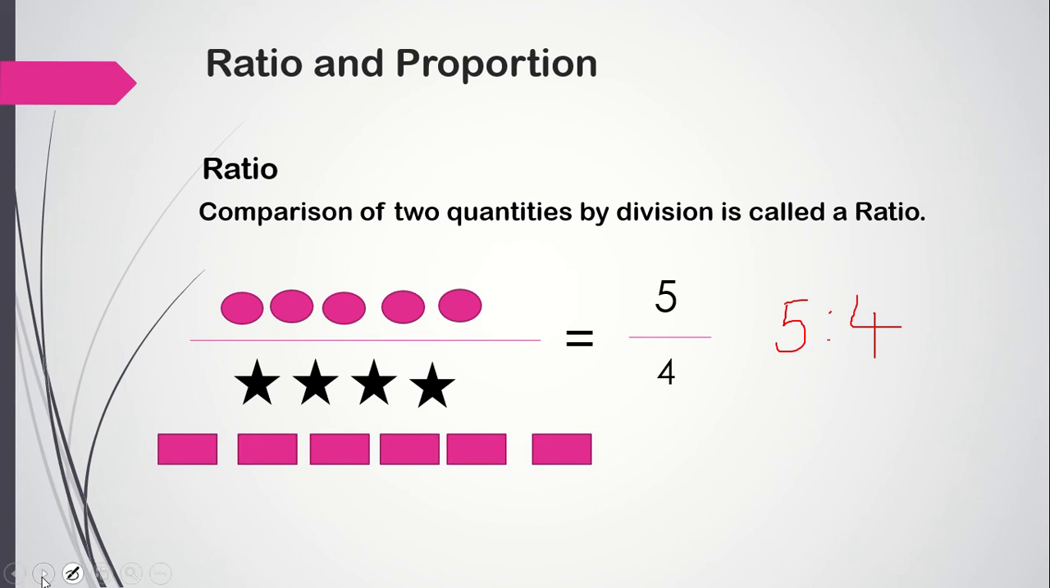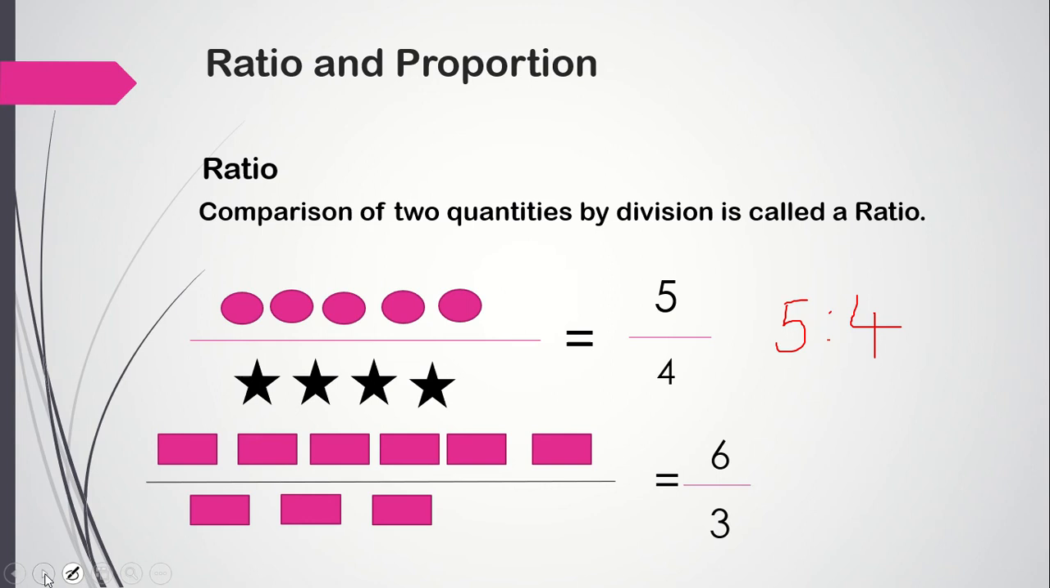Similarly, 6 upon 3, we can reduce it further. That's 2. When there is nothing down, it is assumed that there is 1. And this ratio could be written as 2 is to 1. So let's understand some of the properties of ratio.